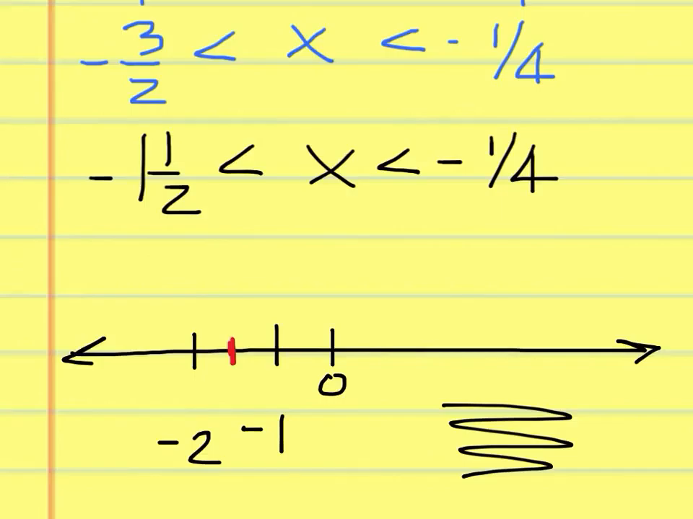X is greater than a negative 1.5, so it's an open dot and goes this way. A negative 1/4 would be approximately here. It's going to be an open dot as well and go that way.